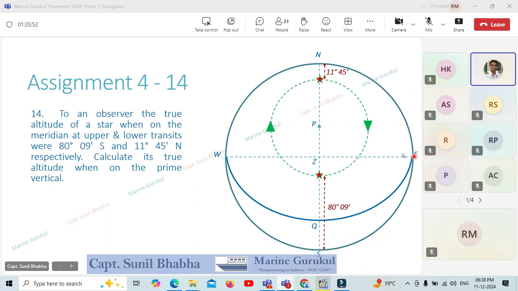Now the direction in which the body will be moving is rising from east, going in this particular direction and setting in west. So this tells us the star will also be moving in this particular direction. That is what is shown by the two green arrows. This is the direction in which the star will be moving.